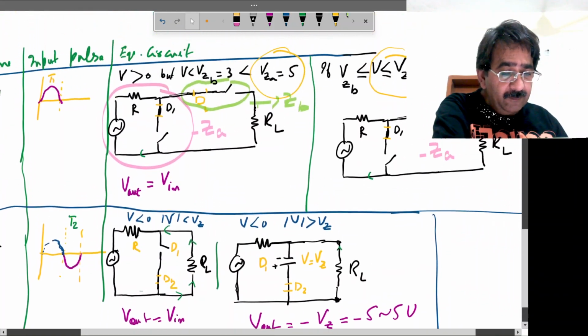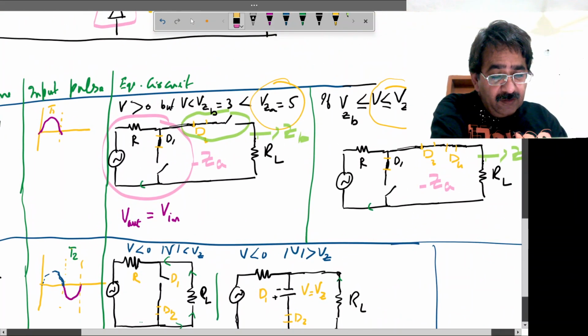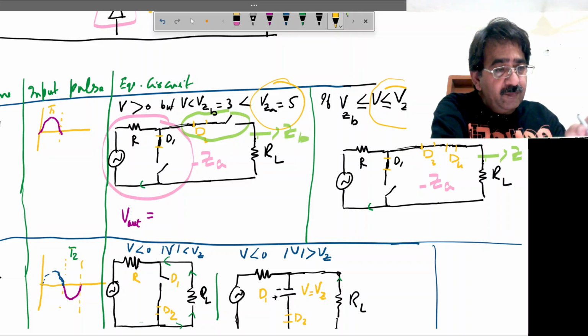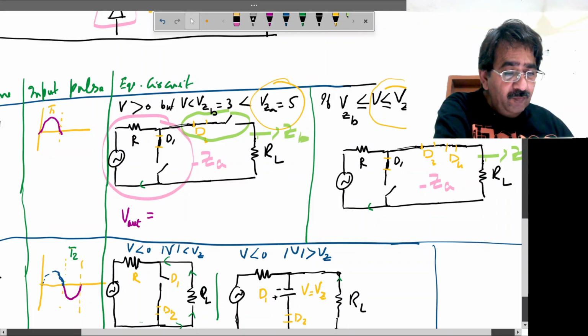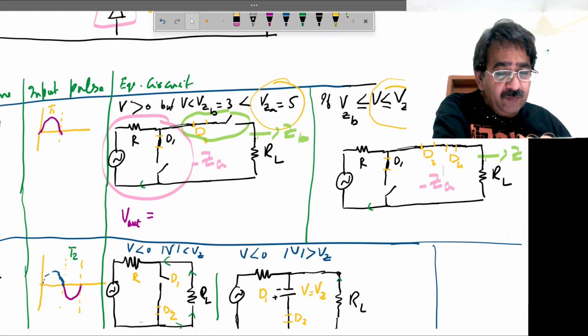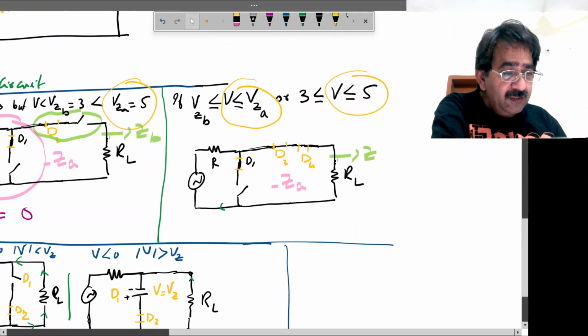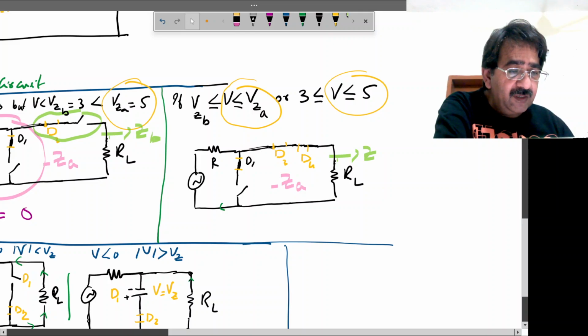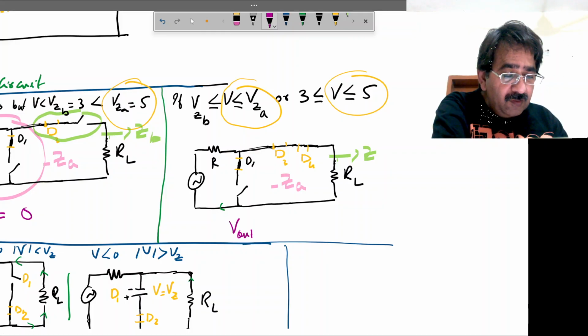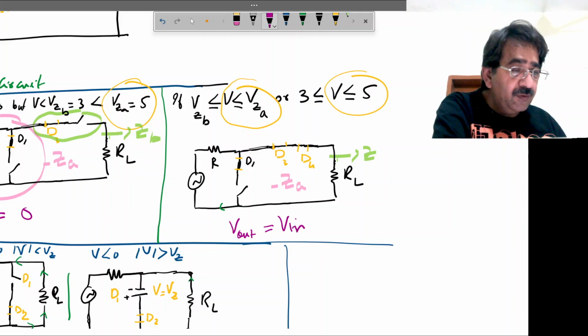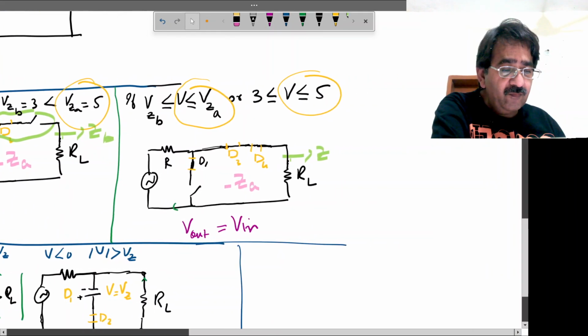Here V out will be equal to, because the current is broken due to the green part VZB. Because here it is open, no current will pass through. So V out will be 0 at the load. But when the voltage is between the limits 3 to 5, then V out will be equal to V in, the same voltage supplied at the input.